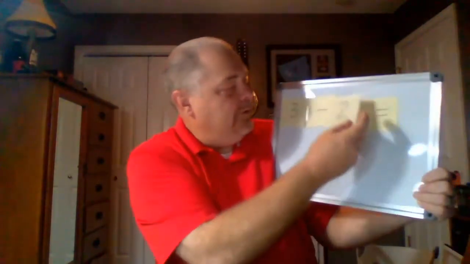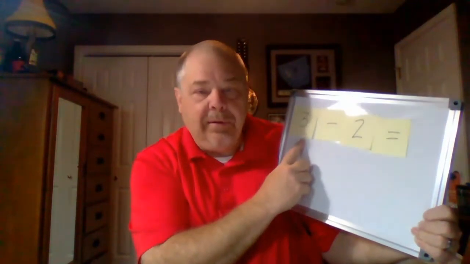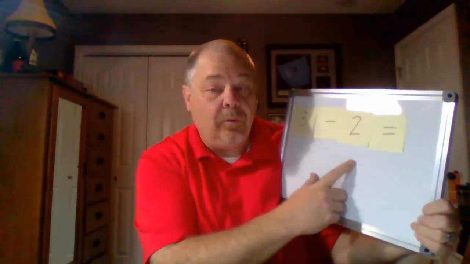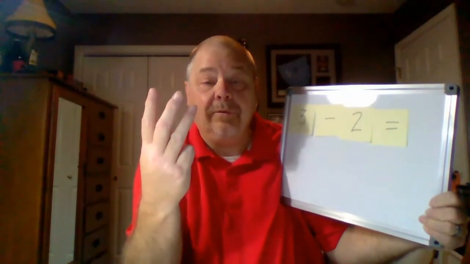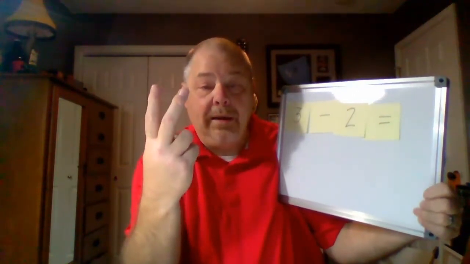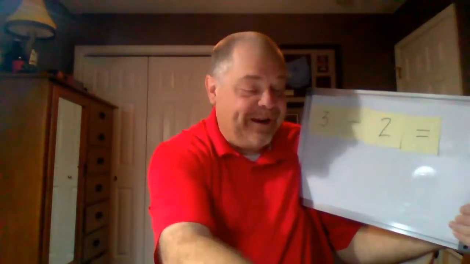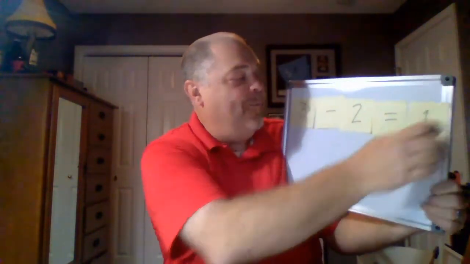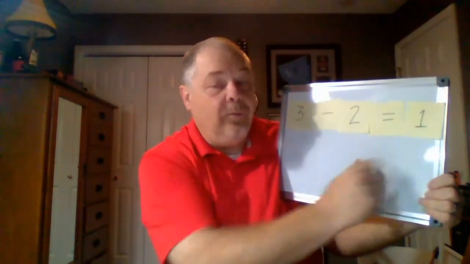So we're going to go 3 minus, let me find a number here. 3 minus 2. So we know that 3, then we're going to subtract 2. So we're going to have 3 fingers. And how many are we taking away? We're going to take away 2. 1, 2. What do we end up with? That's right. We end up with the number 1. So we know that 3 minus 2 equals 1.